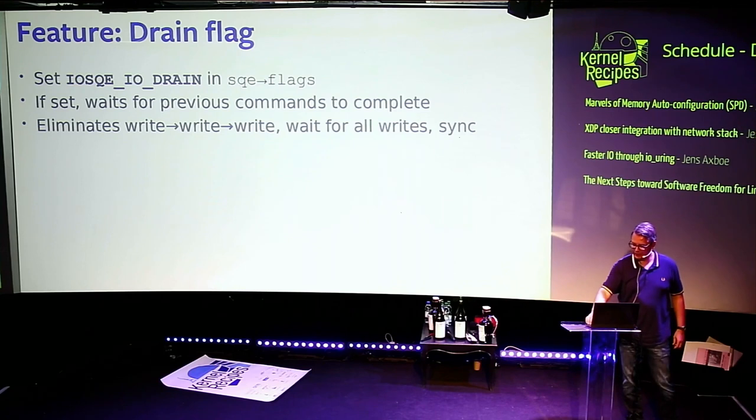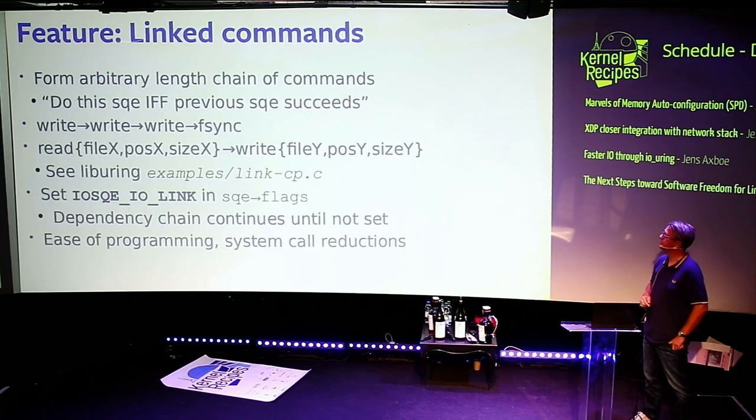There's a somewhat related feature that's called linked commands. Whereas the drain flag is set on any SQE and you submit it, the link flag allows you to submit arbitrarily long chains of SQEs. And the io_uring code will continue to complete these chains as long as the previous one succeeds. So if you do a bunch of different commands and one of them fails, that'll abort the chain. You'll get completion queue entries for the ones that didn't complete as well, just telling you that they've been canceled.